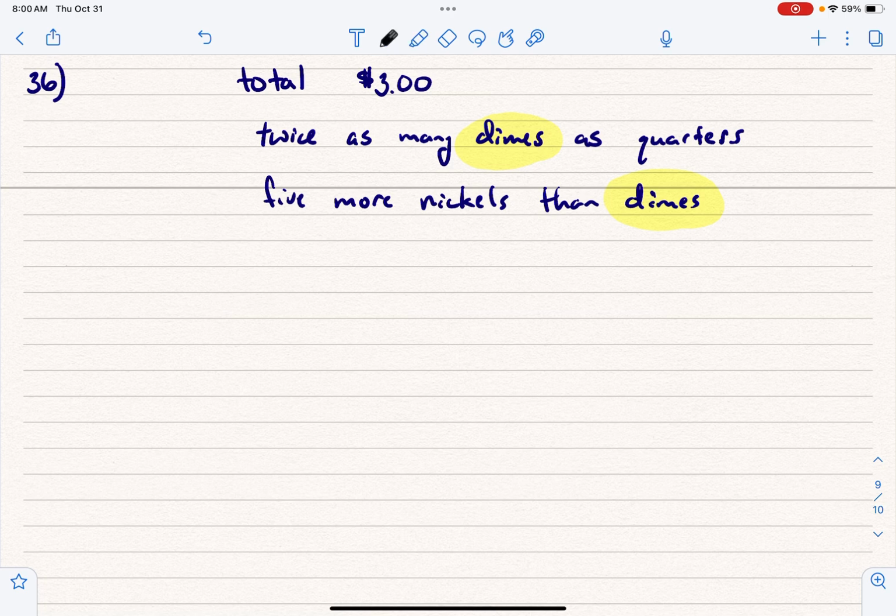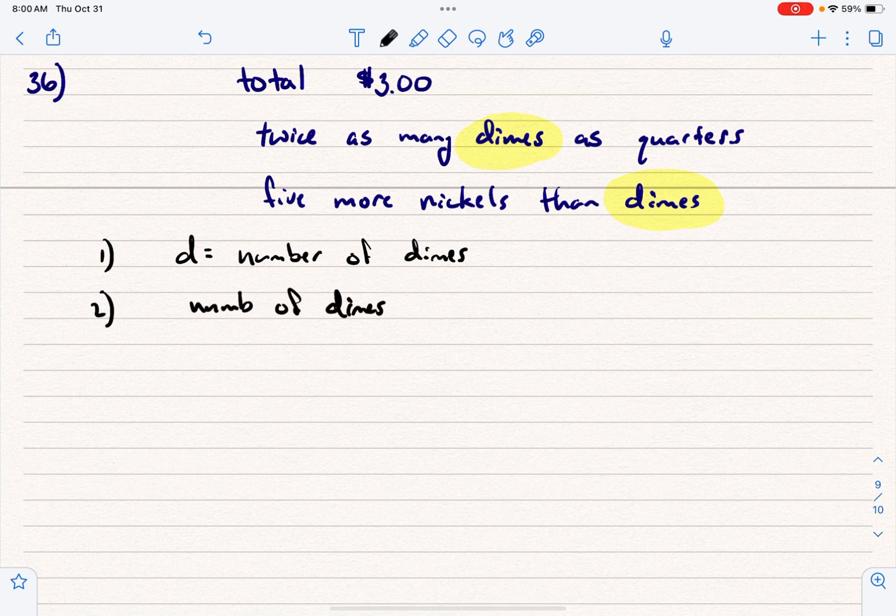All right, here we go. So hopefully you got from that hint, the big hint is that D, the number of dimes, is the variable. The number of dimes is D. Now people still mess this up, especially this second line.